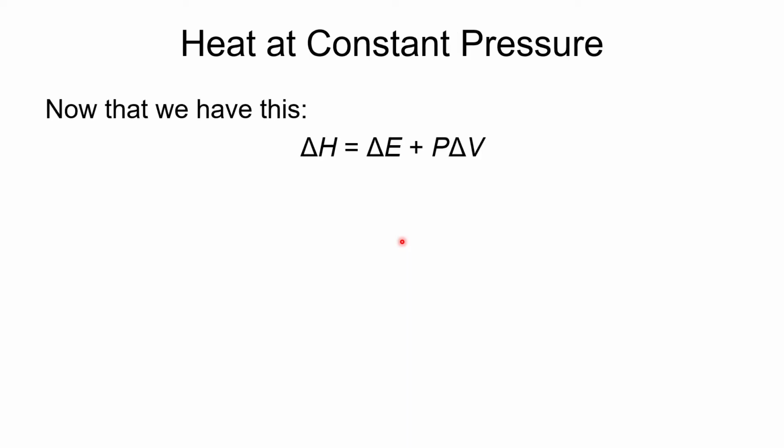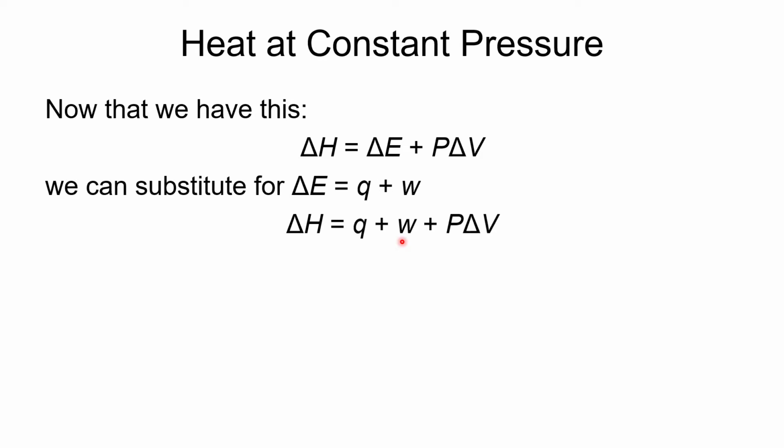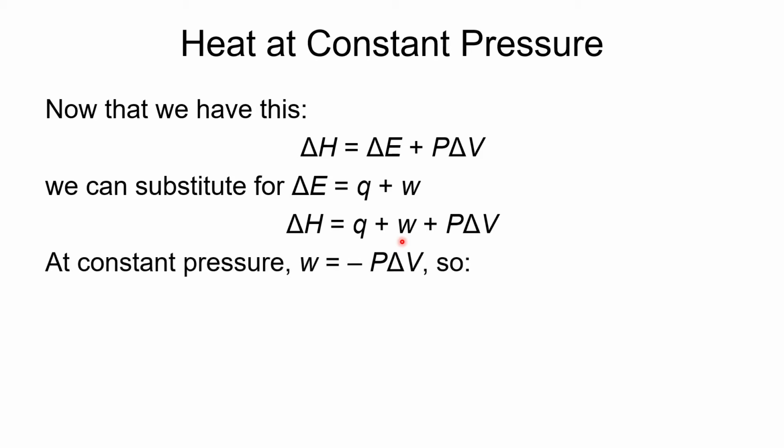All right. Well, using that equation, delta H is equal to delta E plus P delta V, if we put the definition for delta E in that we talked about earlier, so delta E is equal to Q plus W, we can put in place of that delta E the Q plus W, and we know that W is equal to negative P delta V. So we get this. But that's only true at constant pressure, which is kind of an important point here. So at constant pressure, delta H is equal to Q, the heat at constant pressure, minus P delta V plus P delta V.